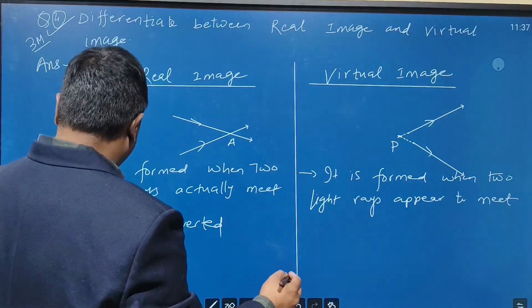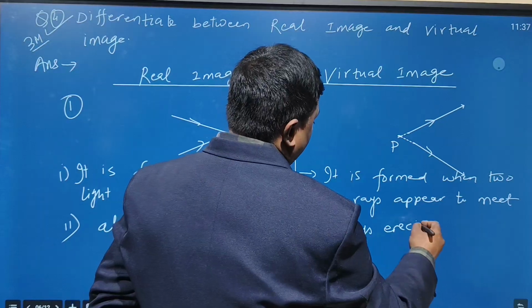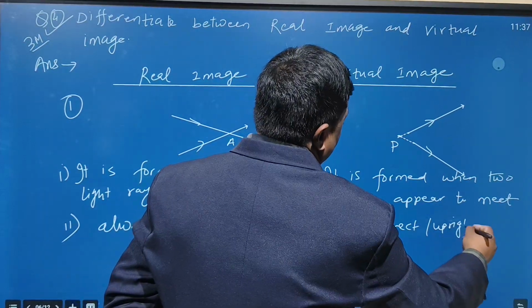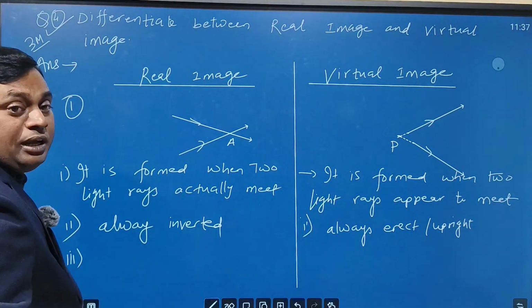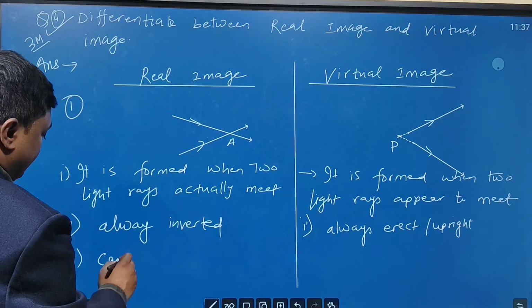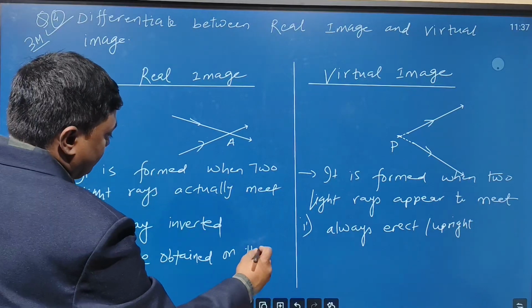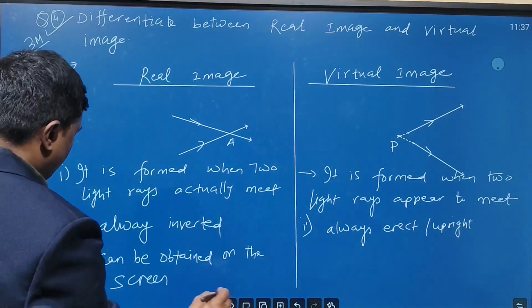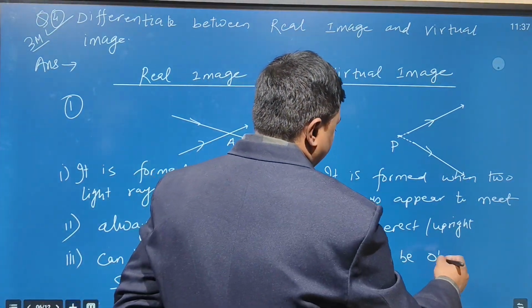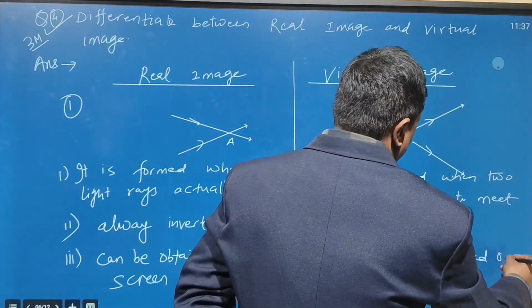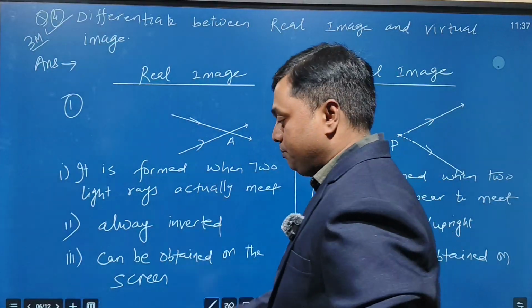Okay, whereas virtual images are always erect or upright, we can say upright. Okay, real image can be obtained on the screen. Okay, whereas virtual image cannot be obtained on the screen. So we can write it can be obtained on the screen, whereas the virtual one cannot be obtained on the screen. Is it clear? So this is a very important question.